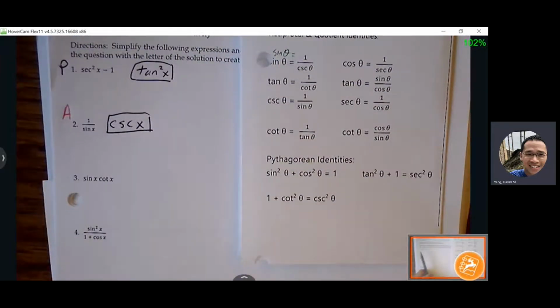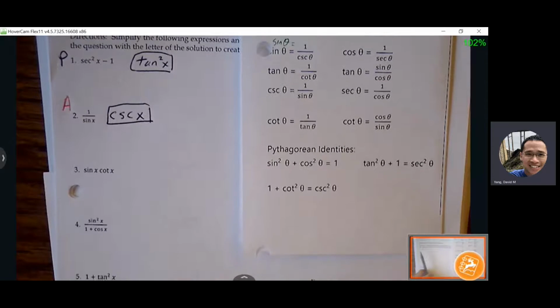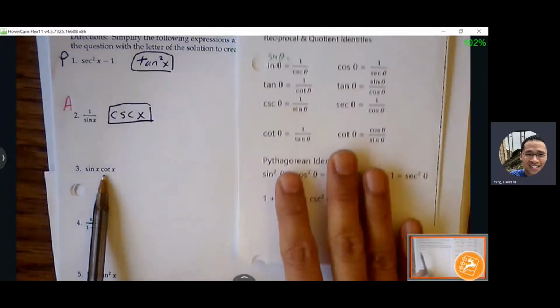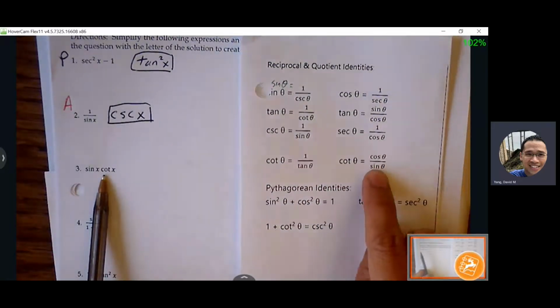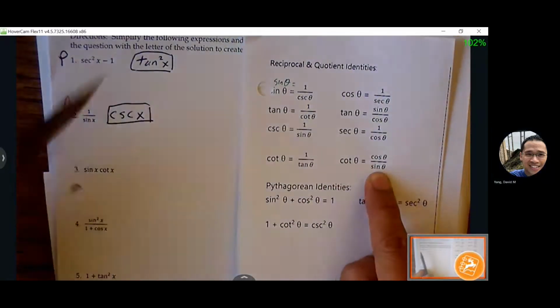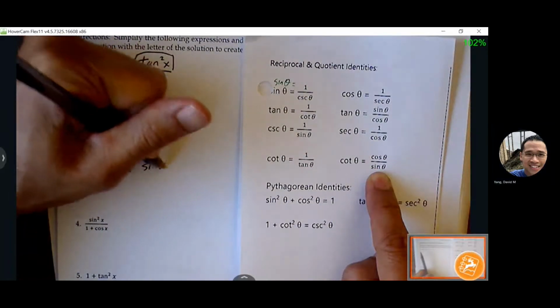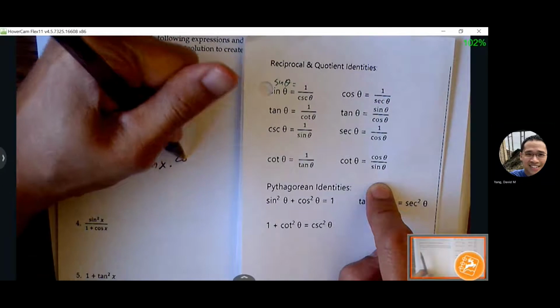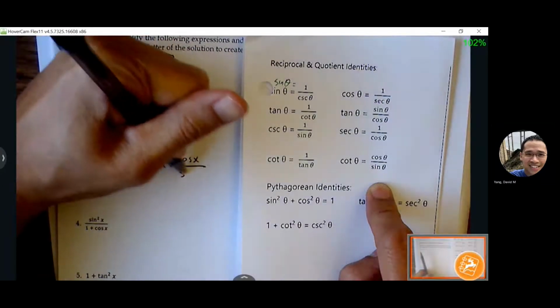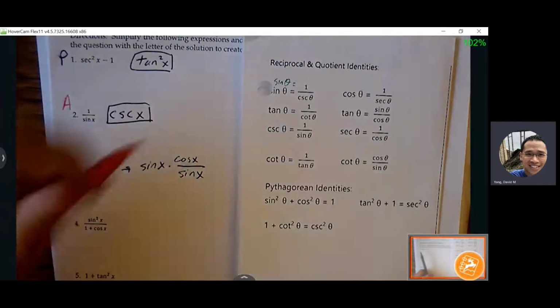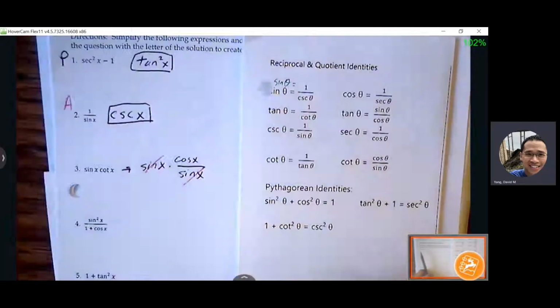Okay, number 3, sine x cotangent x. We know that we can't do much with sine, but we can do something with cotangent, if I can get it in terms of sine and cosine. And we see that cleanly comes out to be just cosine.